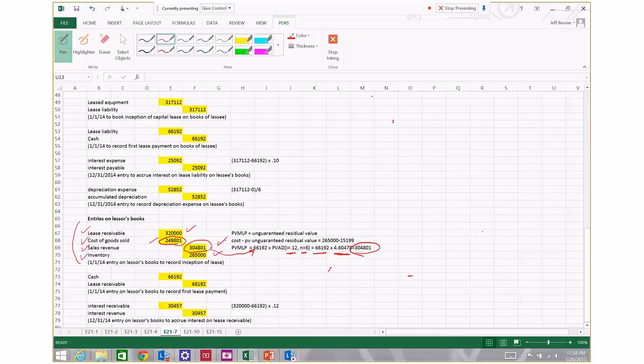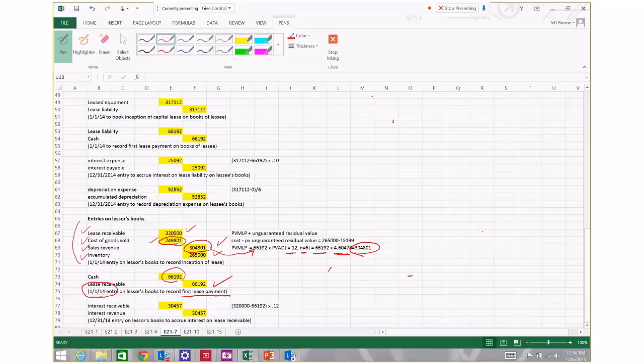Okay, the other entry that the lessor has to make on 1/1/2014 is to recognize the first lease payment made by the lessee to the lessor. The lessor is going to get a check for $66,192, so the lessor debits cash $66,192, credits lease receivable $66,192. None of that $66,192 is deemed to be attributable to interest, because there has been no passage of time since the lease was entered into, and hence no opportunity for that lease receivable to generate interest.